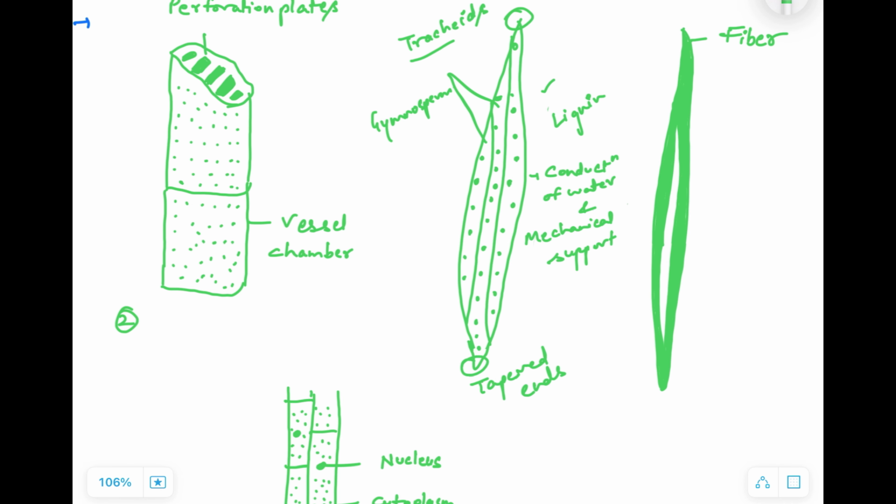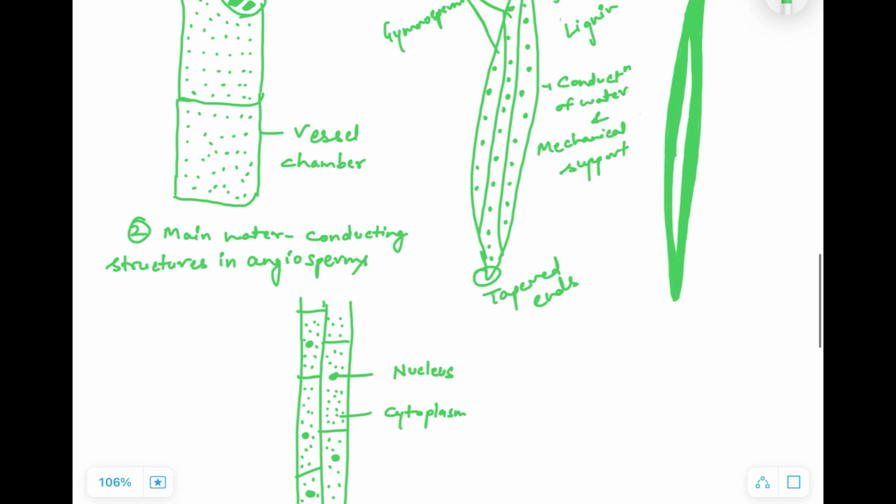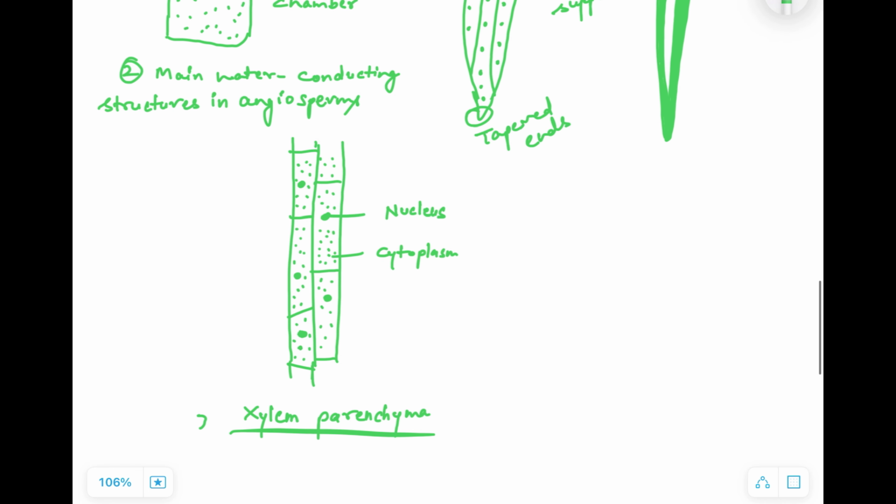Second one are vessels. Here you can see they have a cylindrical structure and they are made up of many vessel elements joined end to end. They are the main water conducting structures in angiosperms, and angiosperms are also known as flowering plants. Here you can see their end walls are perforated, forming a continuous pipe-like structure for efficient water flow.